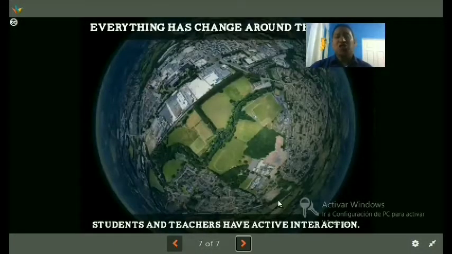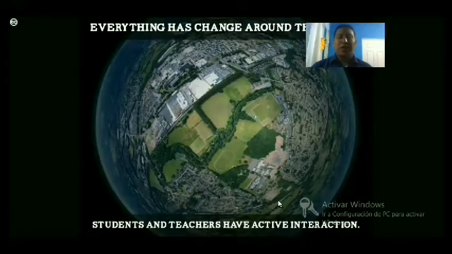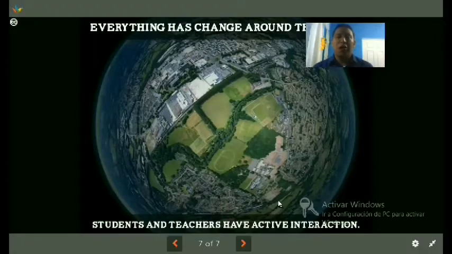everything has changed around the world. Student and teacher should have active interaction. What does it mean? It means that the teacher should have good communication with the student, if they have a problem with learning something, with vocabulary, because in the past, as I told you before, the teacher just used to say, read this and translate it using your cell phone.